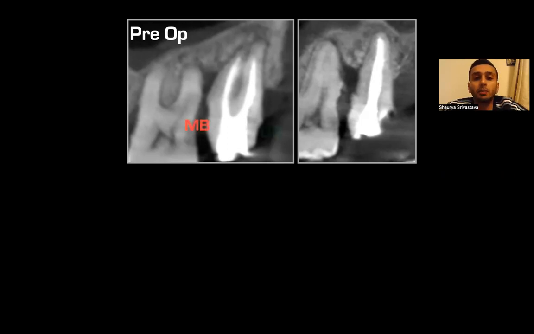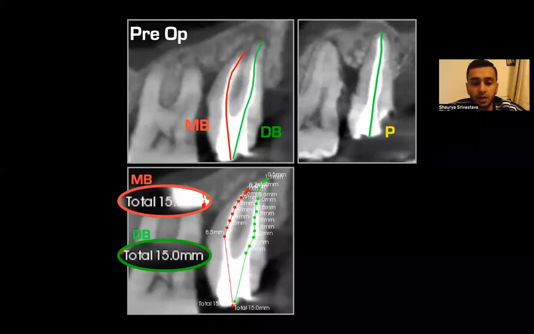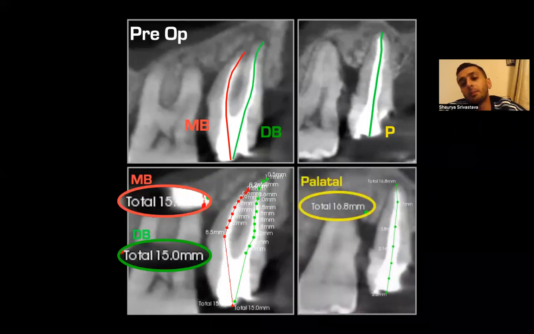So that's your MB, that's your distal buccal, that's your palatal. I decided to measure them on a CBCT, the working lengths. So I have 15 point something on my mesiobuccal, 15 millimeters on my distal buccal. My palatal is 16.8 millimeters. And what I did was I corresponded these working lengths to my apex locator working lengths. Again, I had taken all the GP, apical gauging, all protocols in place. They were not exactly the same, but they were close enough for me to be confident to go for obturation.